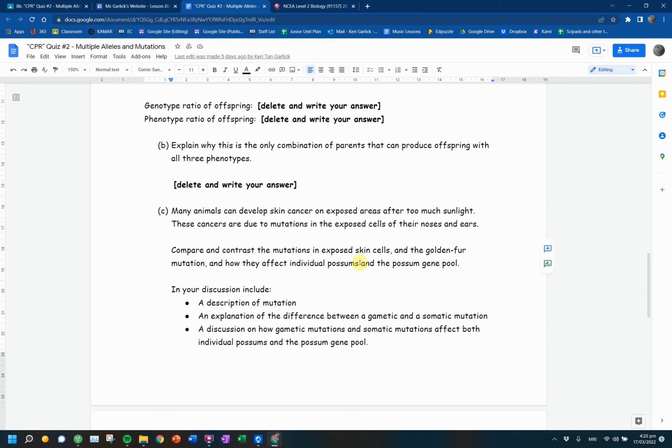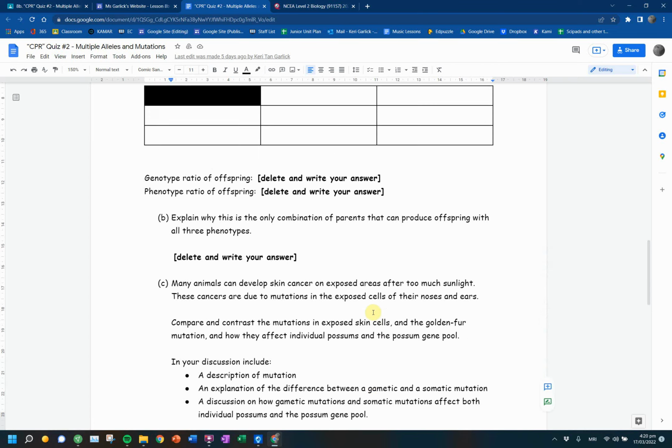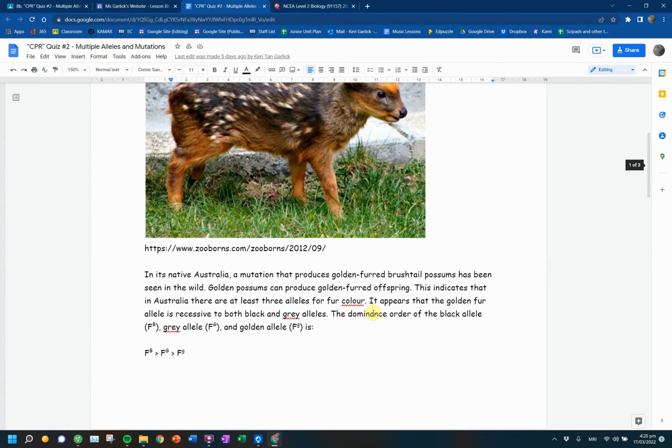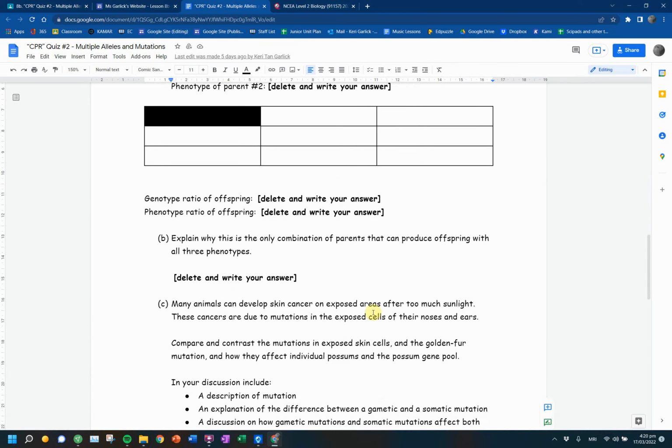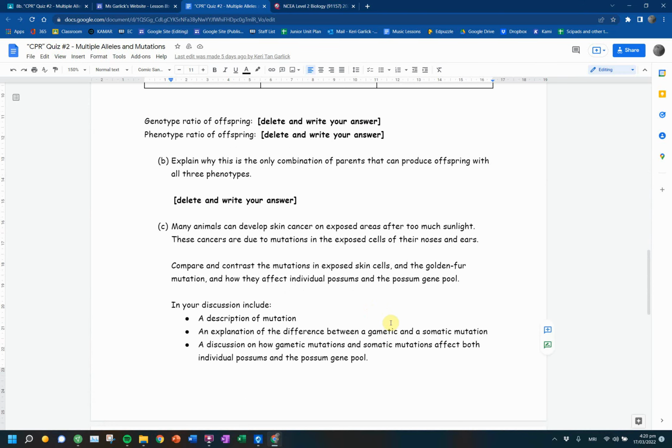Compare and contrast mutations in skin cells versus the golden fur mutation that we talked about at the beginning, and how it could affect the possum gene pool. With that golden fur mutation, the thing you have to remember is that it is inheritable in the offspring. So that tells me it's a gametic mutation, because gametic mutations are the only ones that can be passed down to offspring.